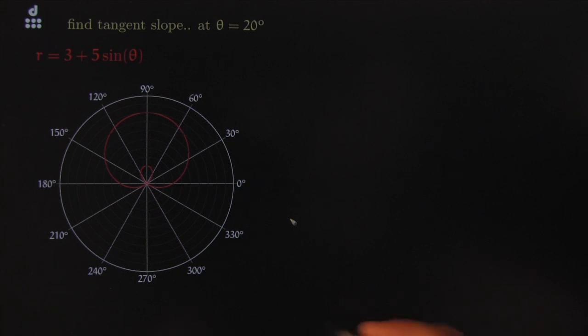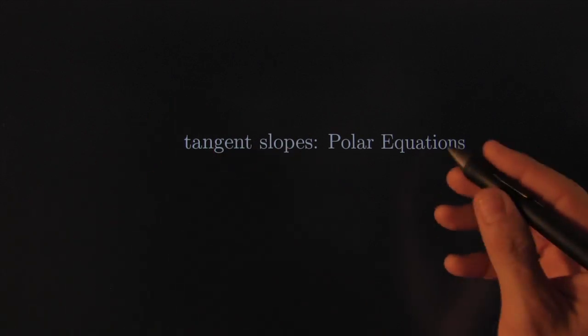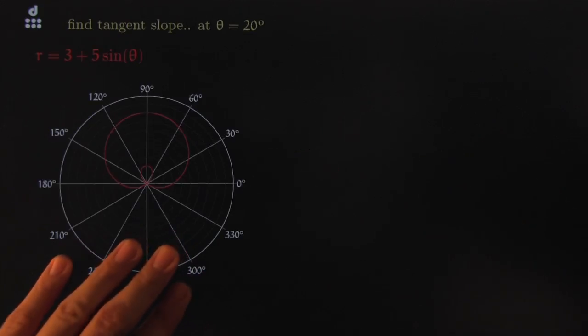Alright, so let's do this. What are we doing? We are doing tangent slopes using polar equations. And so we've got a little silly example here.